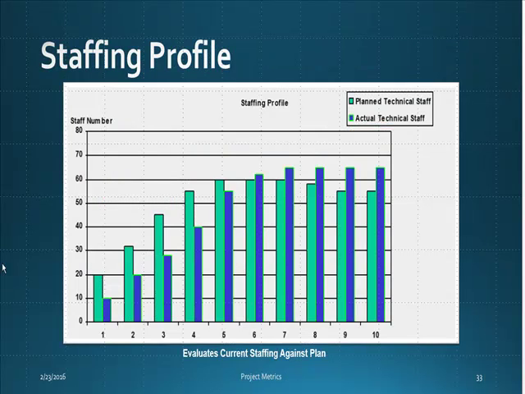The next slide shows a staffing profile, which is one of the measurements of how many people or staff members we have over time. If you're looking at the different color bars, the green color refers to planned technical staff members, and the blue bar refers to the actual number of technical staff members. By looking at the height of each bar, you can get a sense of how much we actually staffed versus how many staff members we planned in the first place.